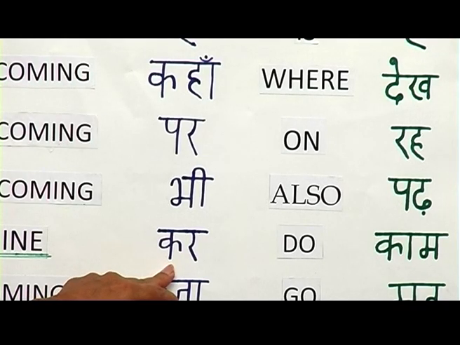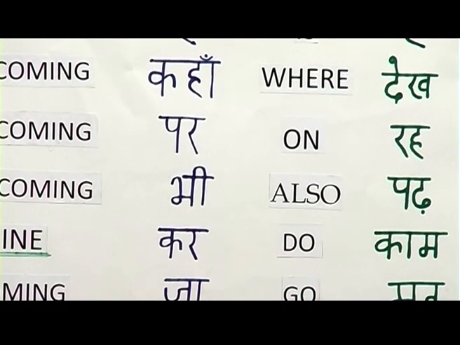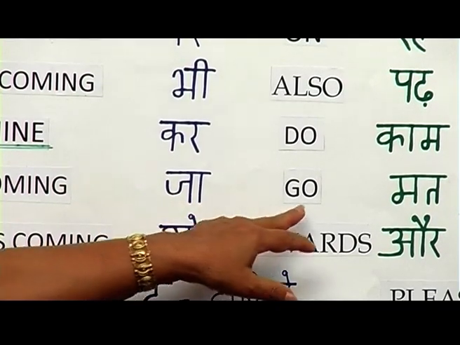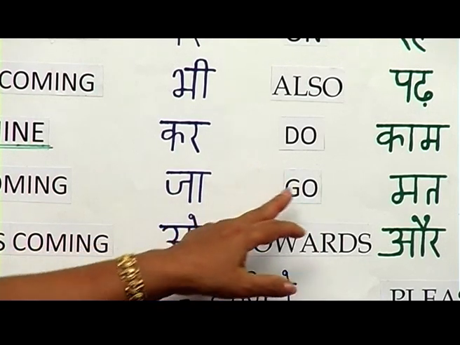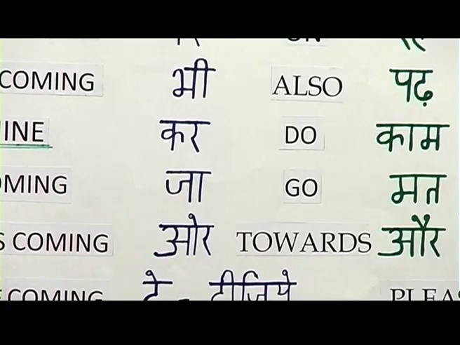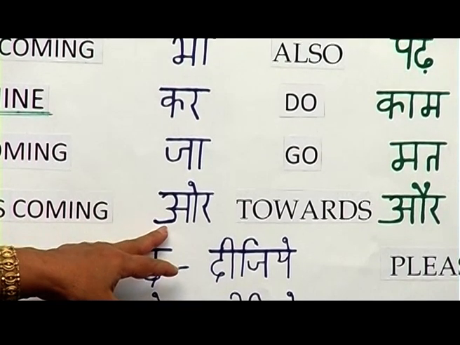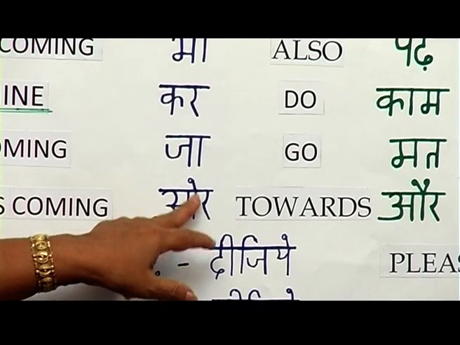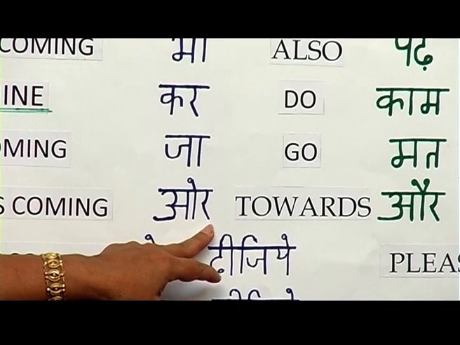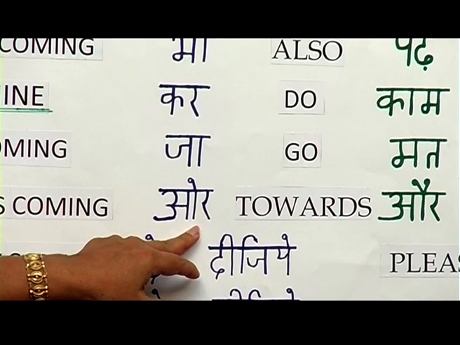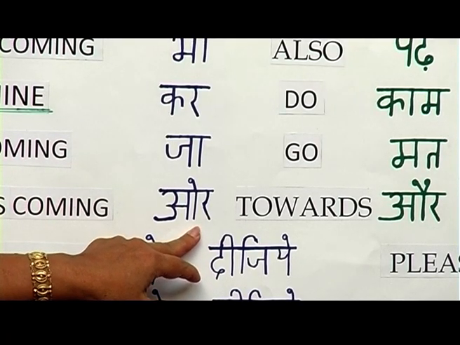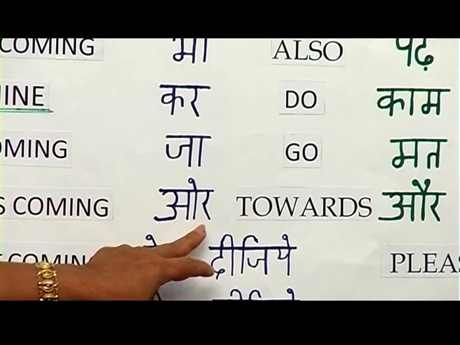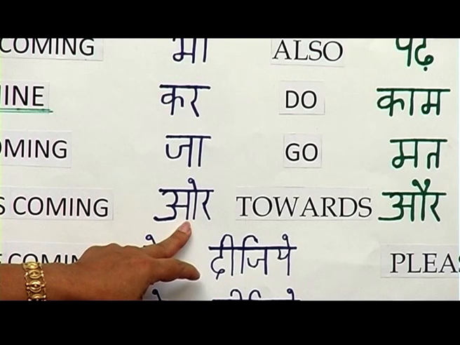The next one is kar. Ka, ra makes kar, that is to do. Ja and a makes up the word ja, which means go. Then we have a. This is the first a from the vowels. We have the o and the r. Now you need to listen to the pronunciation very carefully, for this is pronounced as or. Right? O and R gives you or.